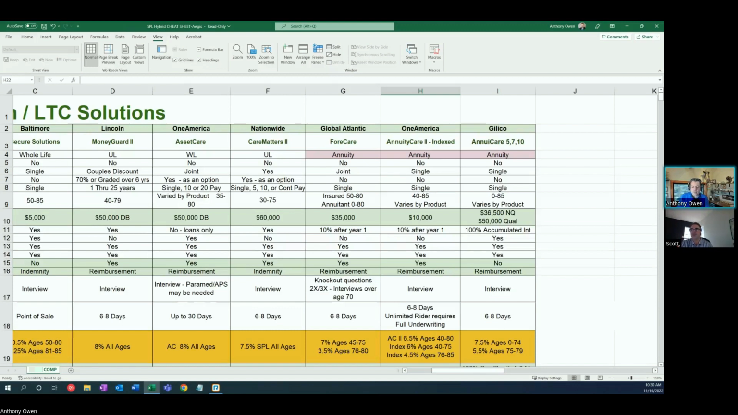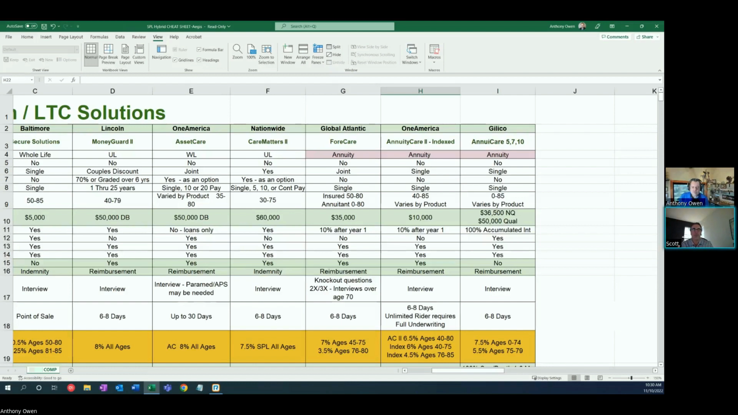So it doesn't have to be big sales, and they're so simple. It's knockout questions, interviews, and then funding. Once you've done the knockout questions and the interview, the policy is going to get issued. So it's just a matter of funding after that. That's a good point. I'll mention real fast, field underwriting on these things.